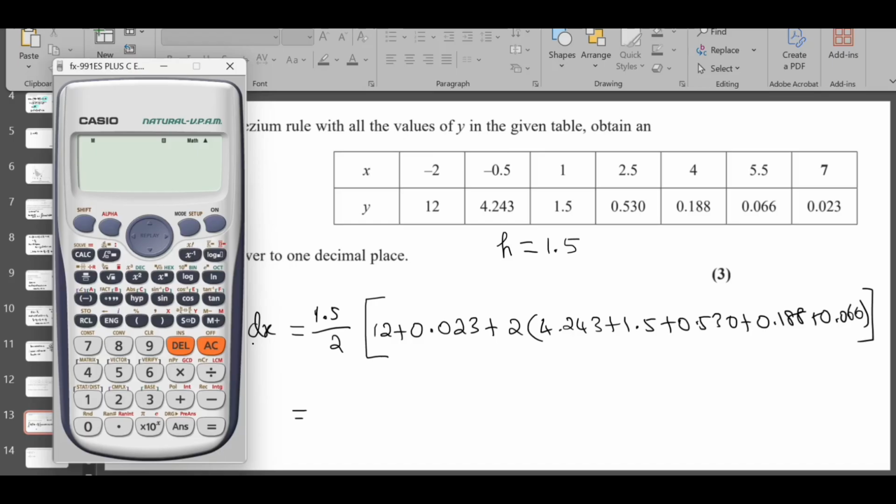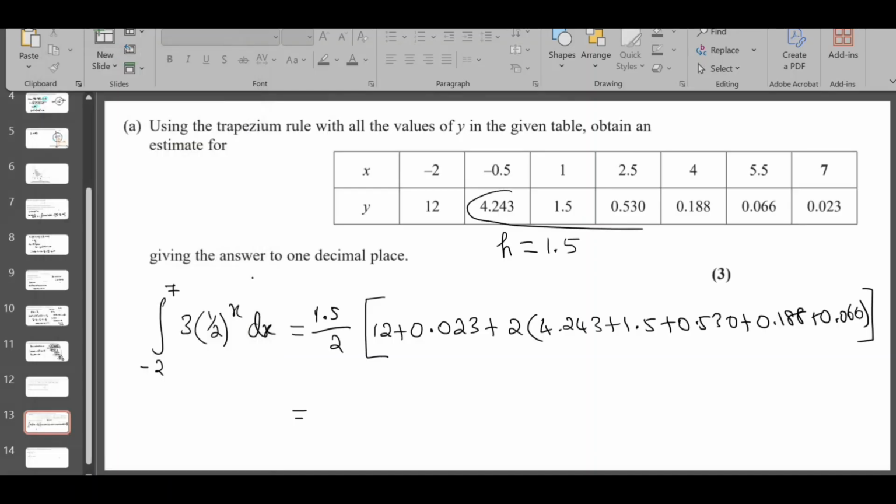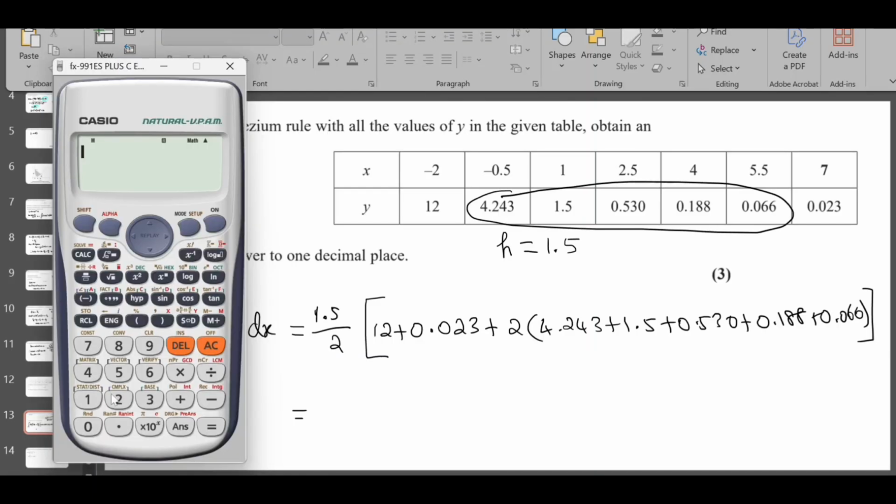When you sub in everything in your calculator at one go, you have to be very careful. I notice that many students make mistakes not in the trapezium rule, but when they enter the values in the calculator. So you need to be very careful. You can do it this way also. First you can sum up these values: 4.243 plus 1.5 plus 0.530 plus 0.188 plus 0.066. Times it by 2.